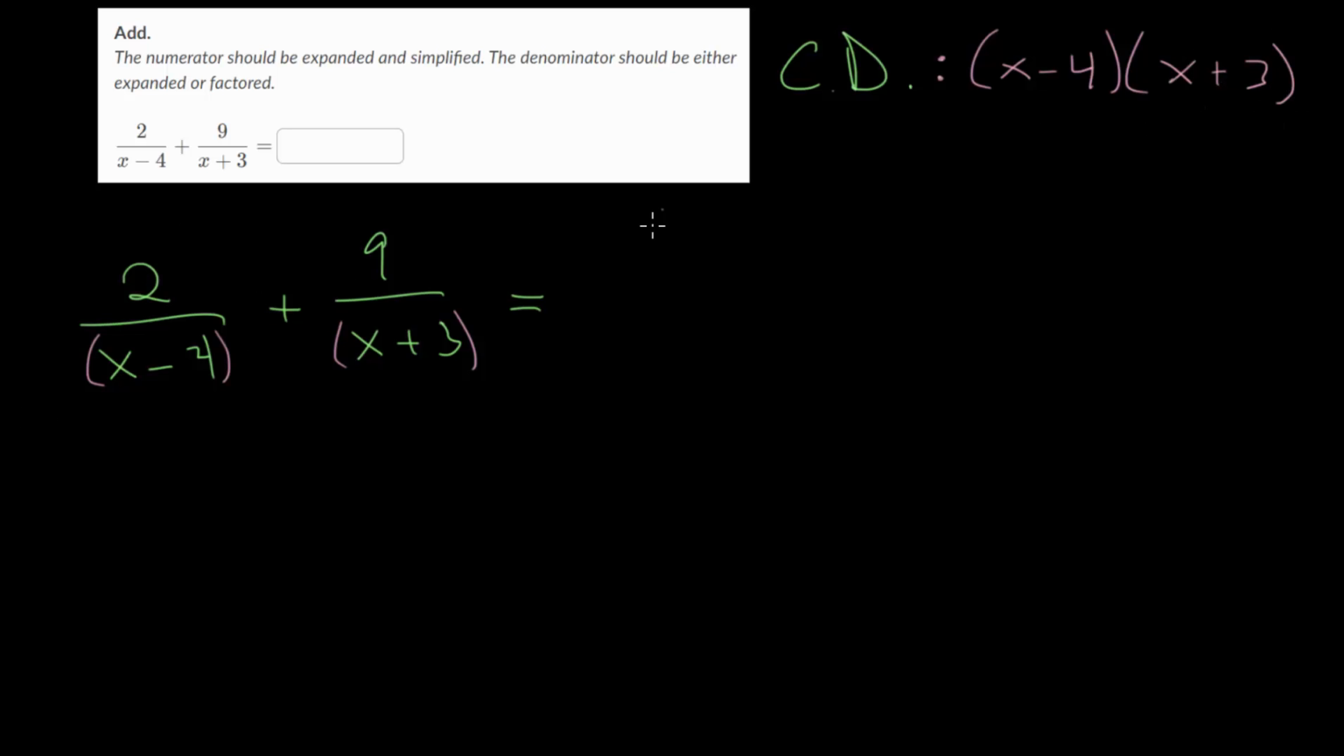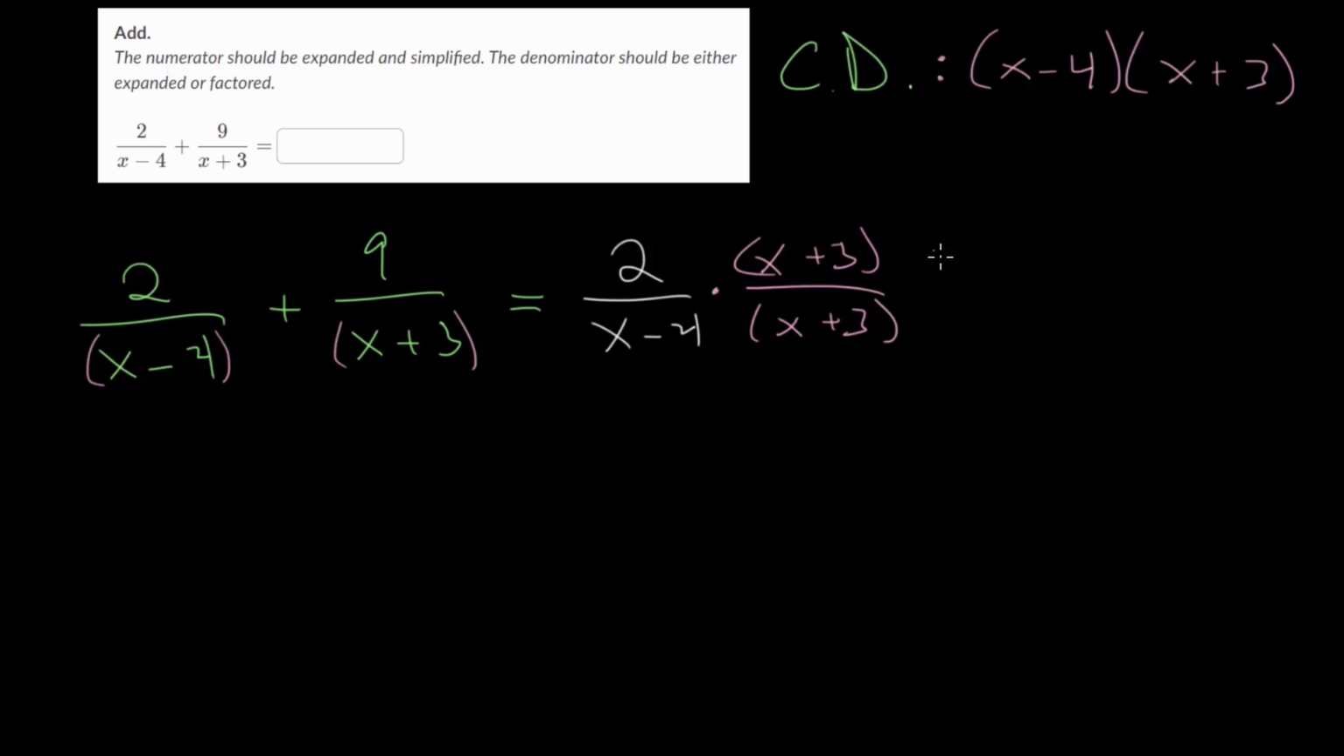So let's just rewrite this. We have 2 over x minus 4. And now we need to find that common denominator. So we're going to multiply top and bottom by the other factor in our common denominator, namely that x plus 3. And we have to do it in the top and the bottom. If we don't do it in the top and the bottom, then we're changing the expression. Since remember that x plus 3 divided by x plus 3 is just 1, and you can multiply anything by 1 without changing its value.